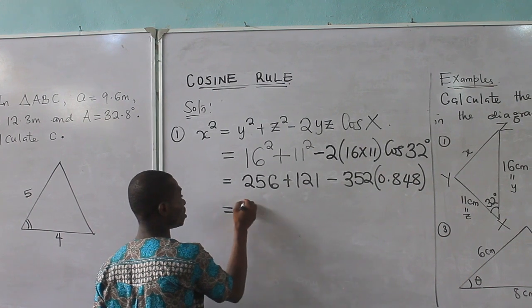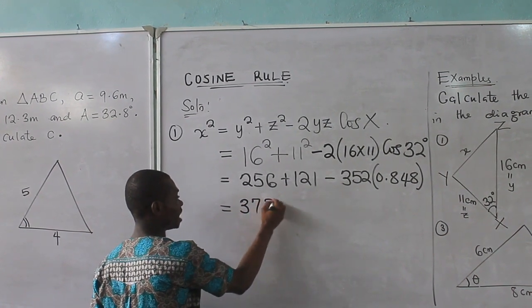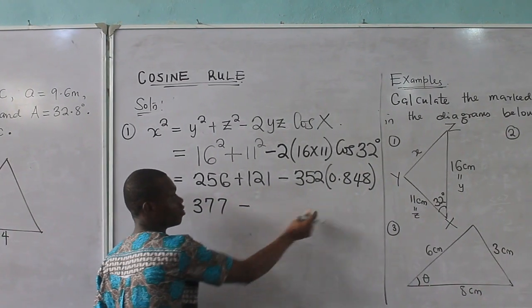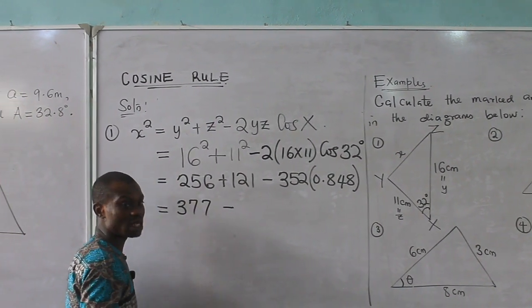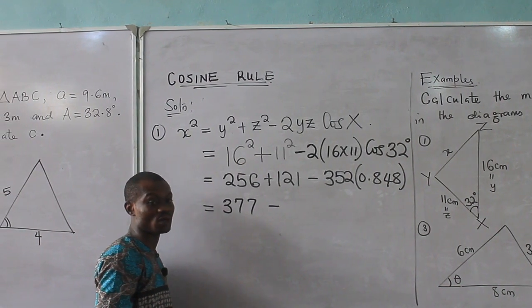So this is going to give us 377. Then bring down minus. Then multiply this first before you now subtract. And so if we multiply this, what are we going to get?